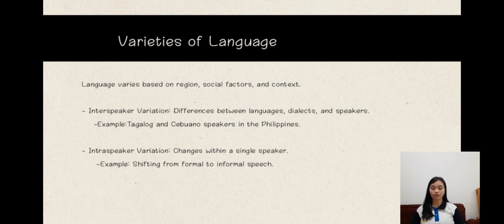Next is the intra-speaker variation. It changes within a single speaker. So, for example, shifting from formal to informal speech. So, example nito is when you're speaking to your friend, you use casual or informal way of speaking. But when you are speaking to a higher person or have a higher status like your teacher, supervisor, or your parents, you use formal, but parents nga pala sometimes casual. But sa mga school matters or sa mga office matters, we use formal language.